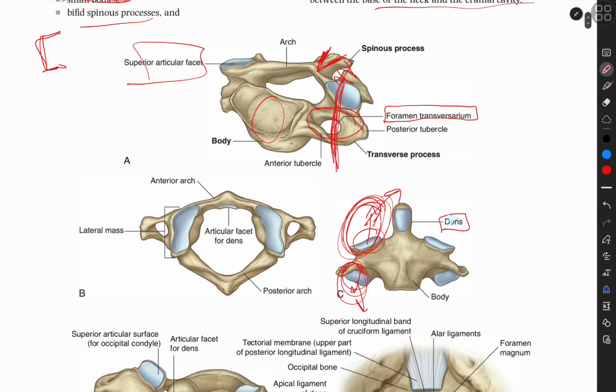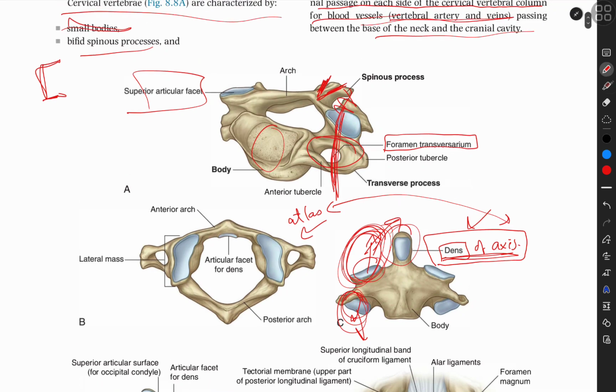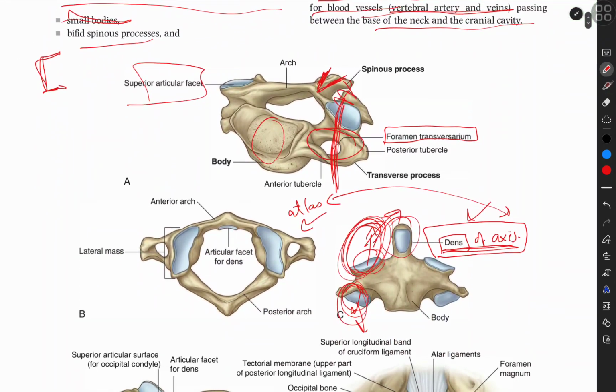Dens of axis. Dens of axis is extremely important. If you just remember this phrase, dens of axis, you will never confuse axis and atlas. You look for a dens, and you know this is the axis. The bone that does not have one, you're sure that's the atlas. That's how I remember it at least.